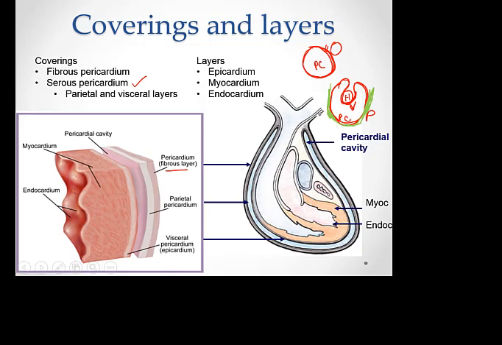Then is the visceral layer of the serous pericardium. And then we would have the layers of the heart itself. So same thing here: fibrous pericardium, parietal layer of the serous pericardium, pericardial cavity here, then this is the visceral layer. And look at the visceral layer attached intimately to the surface of the heart. In fact, the visceral layer forms the outer layer of the heart, which is known as the epicardium. So this epicardium is nothing but visceral pericardium.